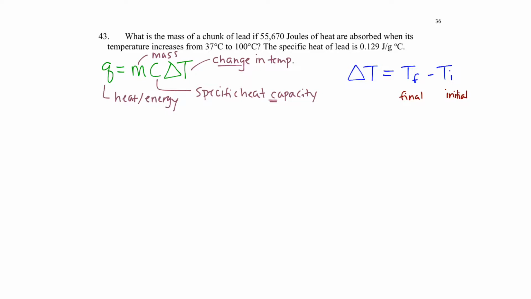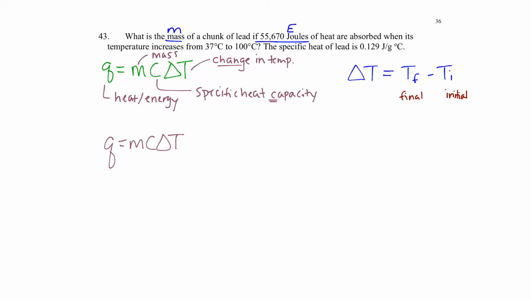Alright? So, as we've seen with our gas laws unit, your first step should always be to write your equation. Right? So our first step, I'm going to write Q equals MC delta T. Now, it asks, what is the mass? So this is the one that we're solving for. That would be M, of a chunk of lead if 55,670 joules. Joules is an energy unit, so that's going to be E.